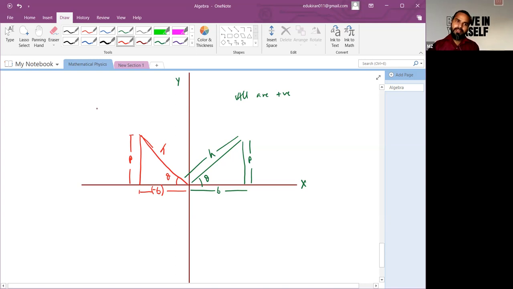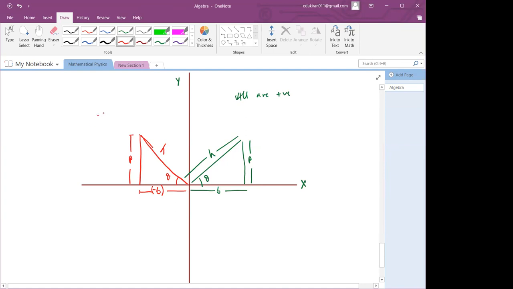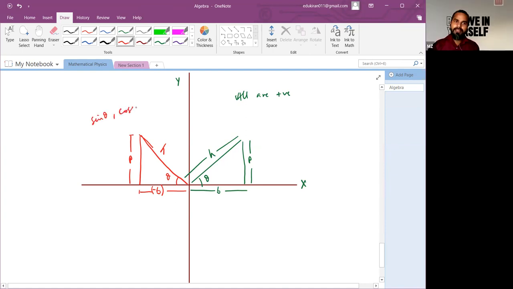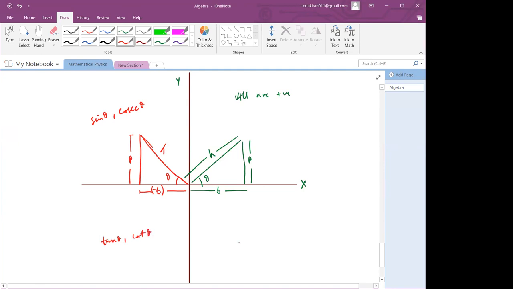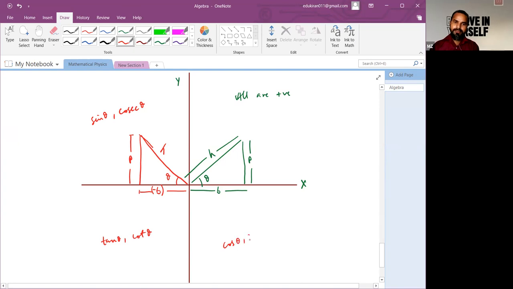So the ratio of perpendicular and hypotenuse is sine theta and its reciprocal is cosec theta. So we can write that sine theta and cosec theta will be positive in this quadrant. Rest of the whole term would be negative. Similarly, in the third quadrant, tan theta and cot theta would be positive. And in the fourth quadrant, cos theta and sec theta would be positive. Rest of the whole term would be negative.